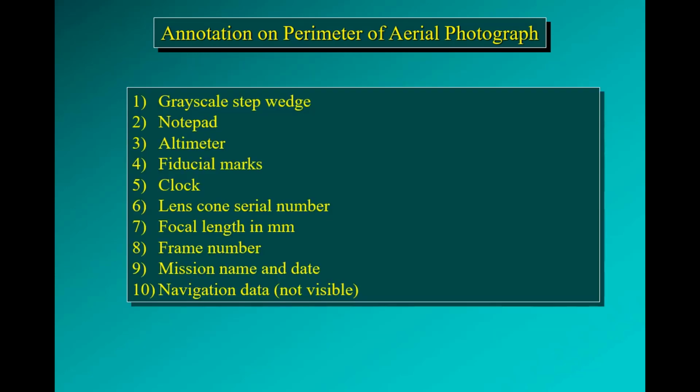And this is just a summary of, again, various types of metadata that would be included on an aerial photograph, the annotation around the perimeter of an aerial photograph. So a grayscale step wedge, again the altimeter, fiducial marks, clock, lens cone serial number, focal length of the camera in millimeters, the frame number of that particular aerial photograph, mission, name, date, so on and so forth.